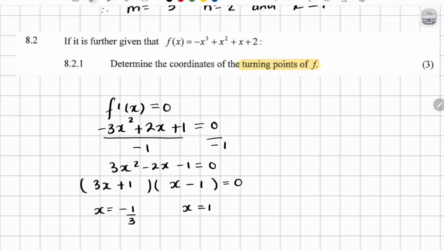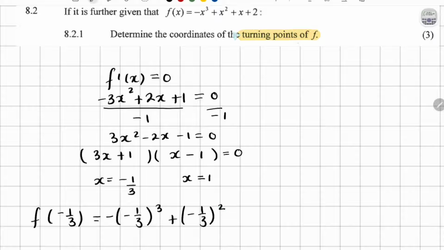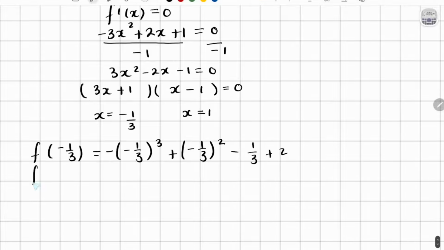To find the y values, you would just take these x values and substitute them into the equation. So I'm saying f of -1/3, I'm substituting this x value in, is equal to, we have negative x, so negative bracket -1/3, all cubed, then plus -1/3 squared, then we have plus x, but I don't have to say plus -1/3 because this is going to multiply and become negative. I can just say -1/3 and then plus 2. So you can go ahead and substitute this into your calculator and see what you get.